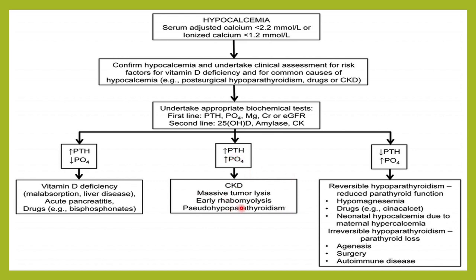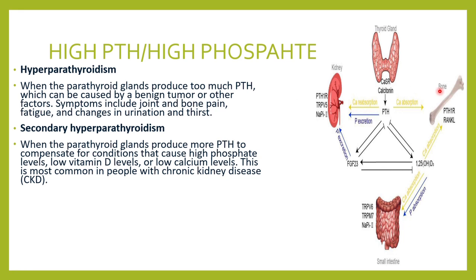In chronic kidney disease, what happens? The absorption of calcium is deranged. So when calcium decreases, the phosphate will increase. So all such cases can lead to hypocalcemia associated with increased PTH and high phosphate. So hyperparathyroidism. In hyperparathyroidism, what happens is the parathyroid gland produces too much PTH. It could be because of an adenoma, etc. That will lead to increased PTH and increased phosphate level.